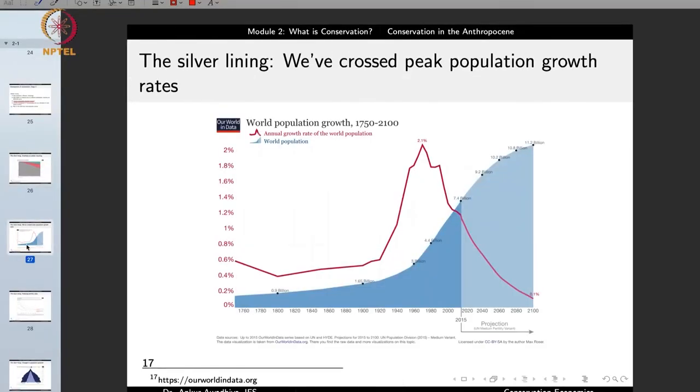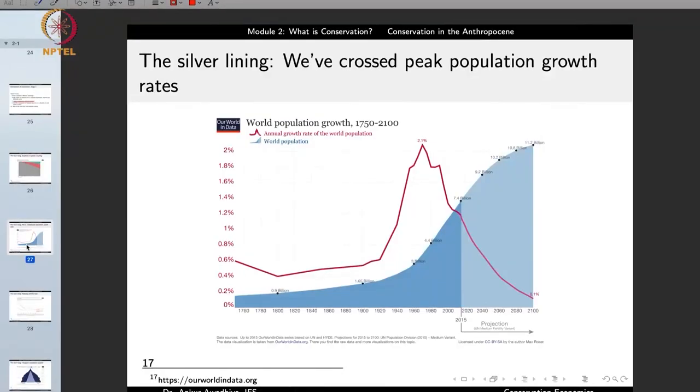Another silver lining is that the rate of population growth has already peaked. So we are now in a stage where the rate of population growth is decreasing with time. Now, even though our populations have been increasing, the rate of increase has now gone down. And the rate of increase is now going down very quickly, and in a short period of time, we might even move to a stage of a stable population.